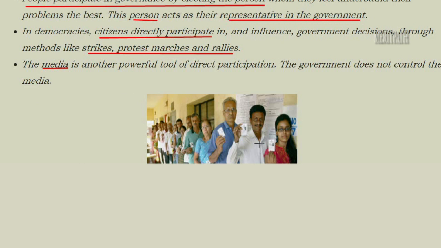You can see in this figure, people above 18 years of age are standing in a queue to cast their vote. That means an election process is going on. They are standing in a queue to put their vote and to elect a leader who they think will solve the issues of the people. These are voters standing in a queue to cast their vote. In a democratic government, people elect a leader of their choice.